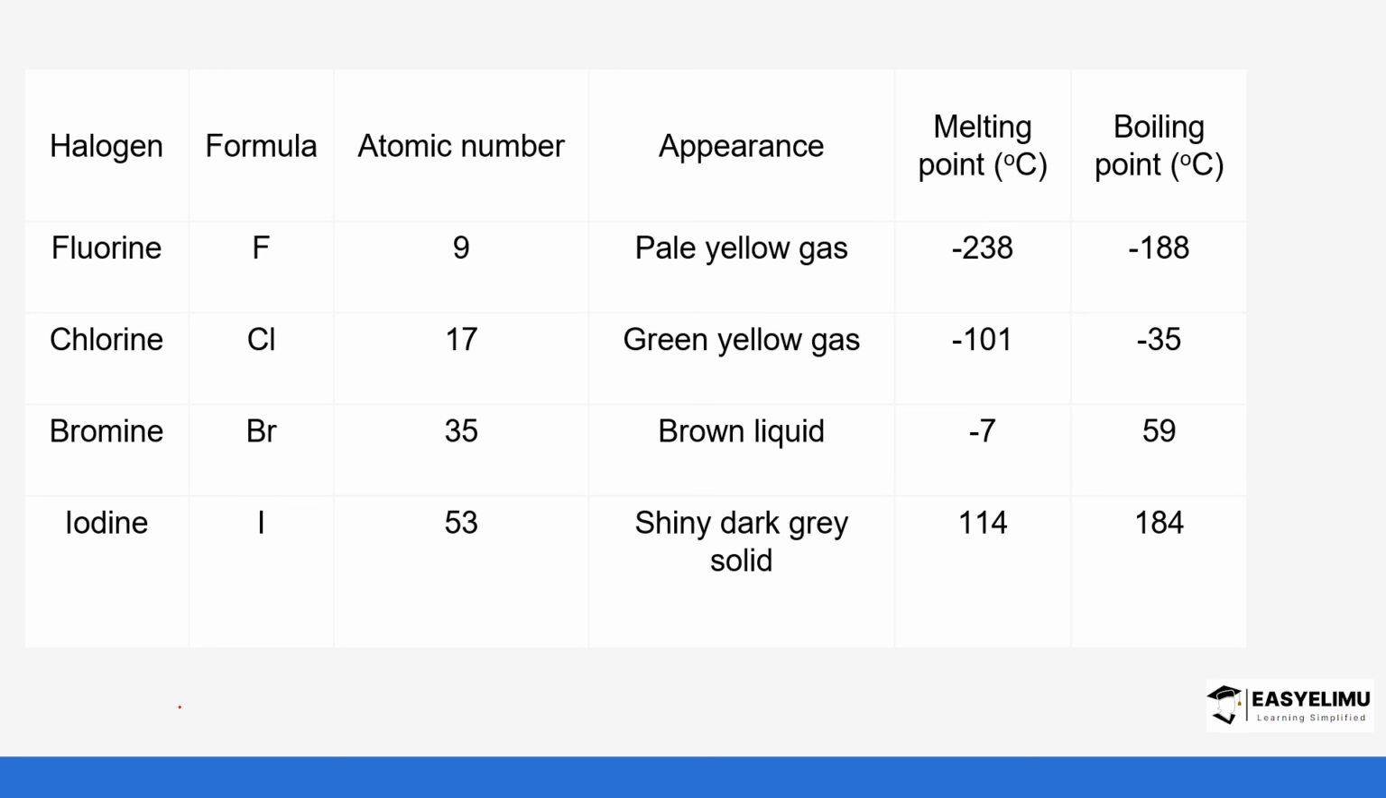So this is just an overview of what we have discussed. You can see the boiling point trend down the group, and also the colors of the halogens. Fluorine is pale yellow, chlorine is green yellow, bromine is a brown liquid, and then iodine is a dark gray solid. Some books talk about a black solid.